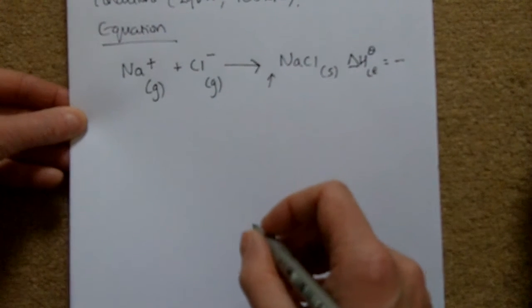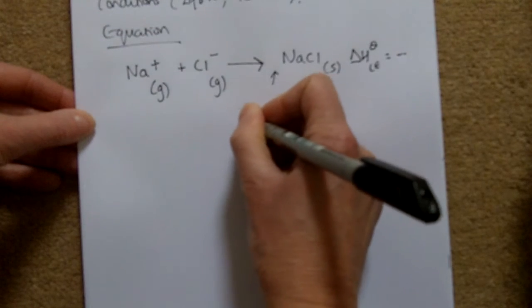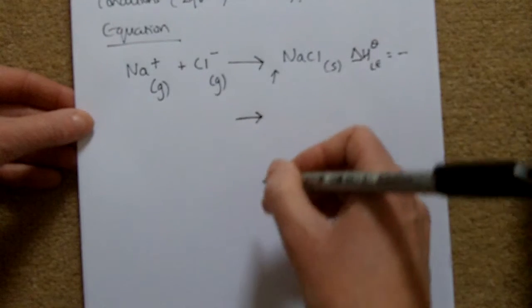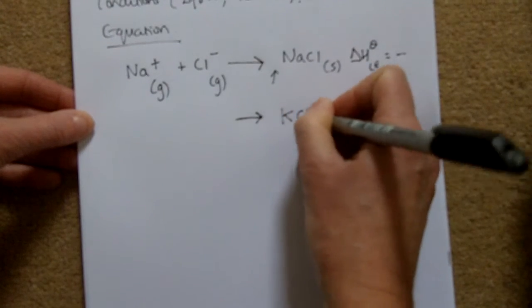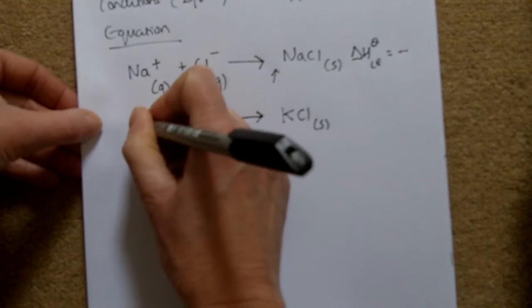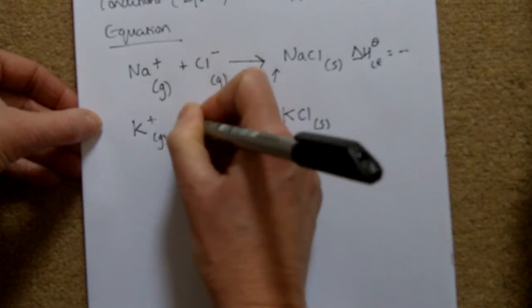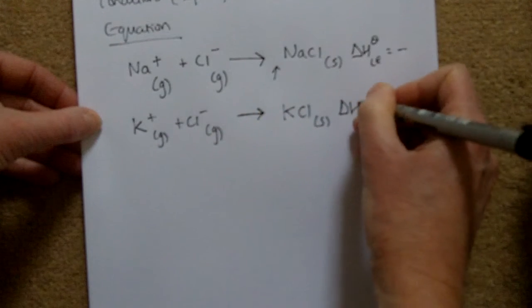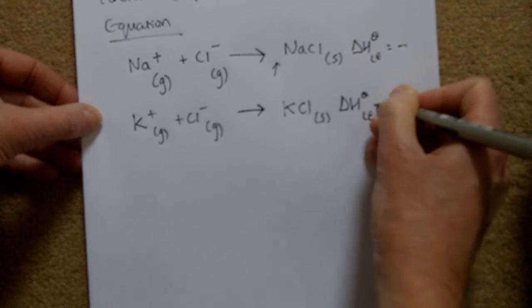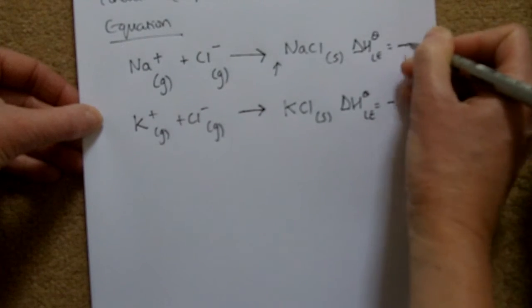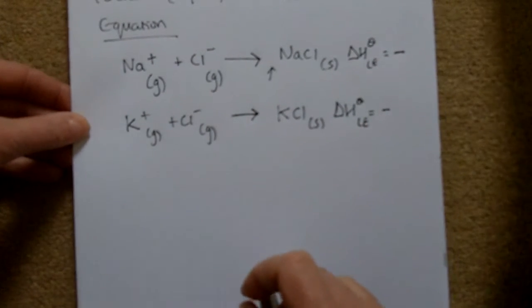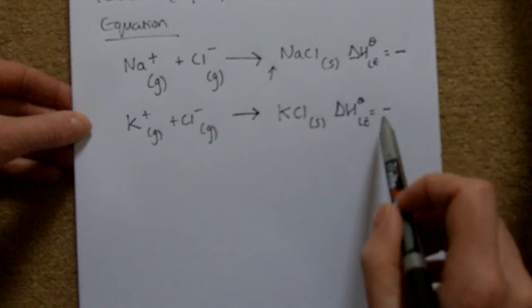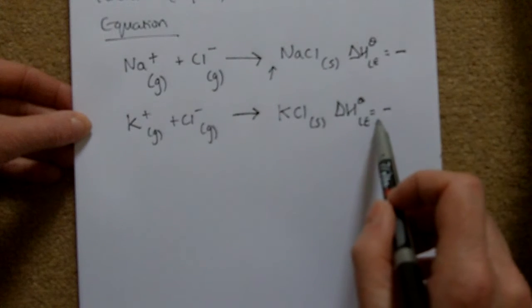Let's have a go at potassium chloride. If you were to write an equation to represent the lattice enthalpy of potassium chloride, KCl solid from its gaseous ions. Right, again, you should recognize that it is exothermic because it's forming a bond. Forming a bond releases energy. You should be able to work out the relative magnitude, the size of these values, okay?